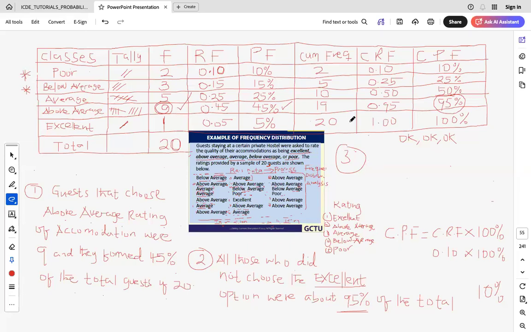So we can say that if you look at the percentage, look at it, 10% for poor, 15% for below average. So you can say that 25% of the guests were not okay with the accommodation.